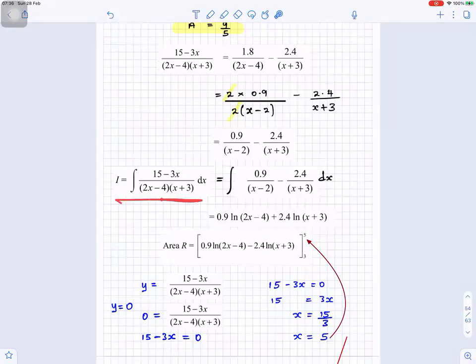So we have this integral now. It becomes 0.9 divided by x minus 2 minus 2.4 divided by x plus 3. So 0.9 can come out of the bracket. When you integrate, you get 0.9 ln (2x minus 4) minus 2.4 ln (x plus 3). Now we integrate going from 3 to 5. If we have 15 minus 3x equals 0, 15 is equal to 3x, so x equals 5. So that's how we got the 5 there.